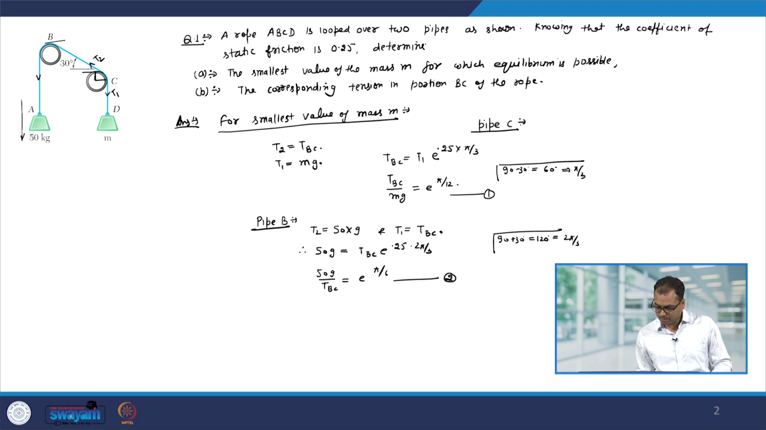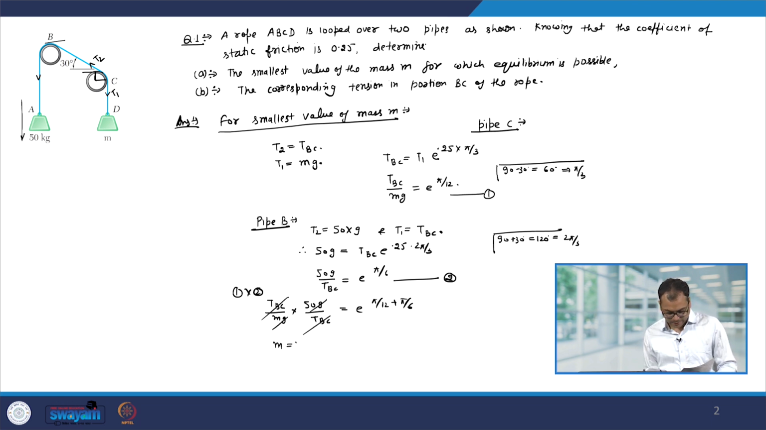Since we want to calculate m, let us multiply equation number 1 and 2 so that TBC will get away. So, TBC over mg into 50g over TBC. We are just doing 1 into 2, equal to e to the power pi by 12 plus pi by 6. Therefore, we will get m equal to 22.8 kg.